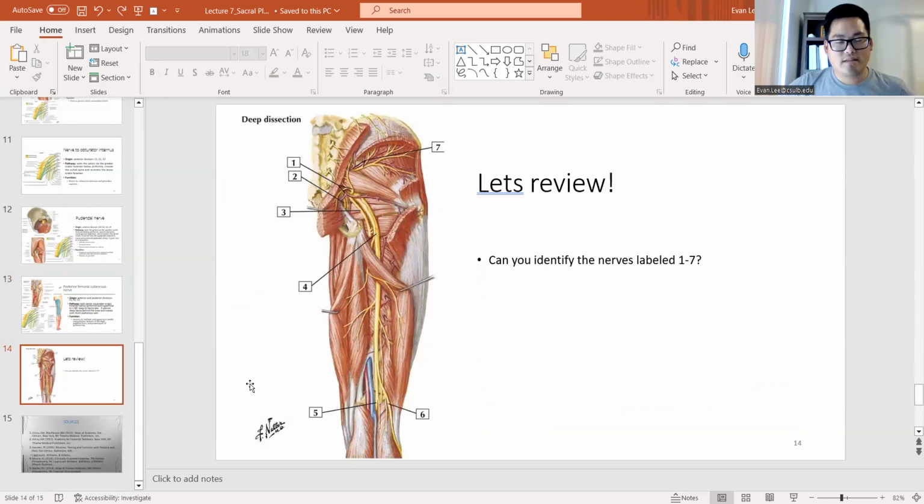So once again, try to find these nerves, try to see if you can figure out which one's which, see where the branches are, see what muscles they come off of, and let me know if you have any questions.